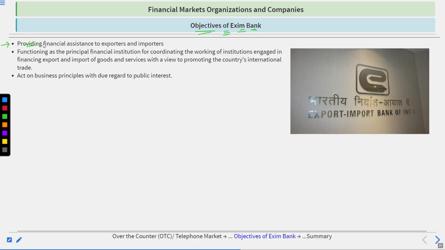First, providing financial assistance to the exporters and importers. Second, functioning as the principal financing institution for coordinating the working of institutions which are engaged in financing the export and import of goods and services, and having a view to promoting the country's international trade. It acts on business principles with due regard to the public interest.